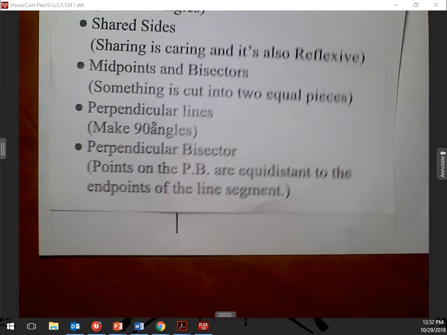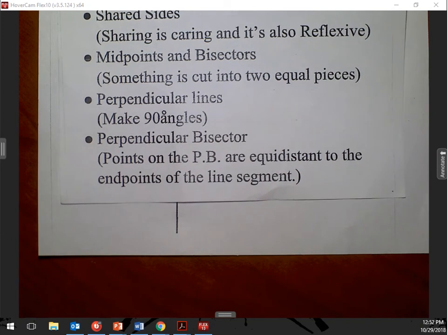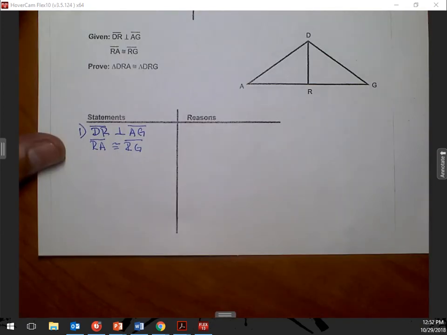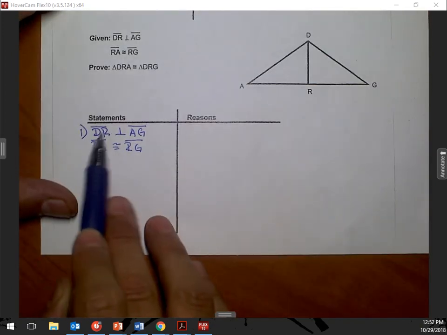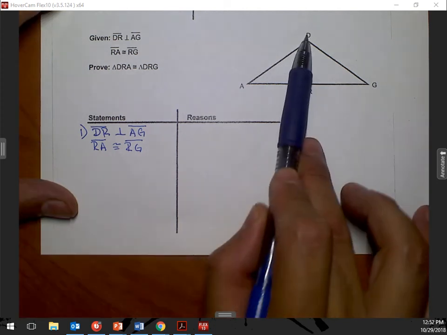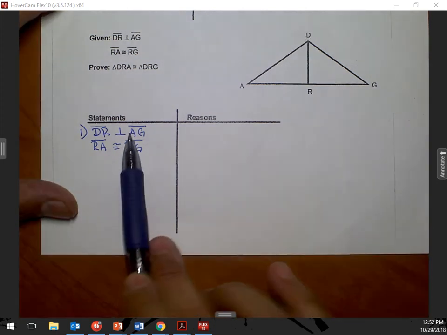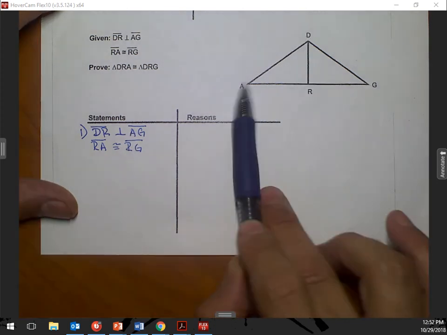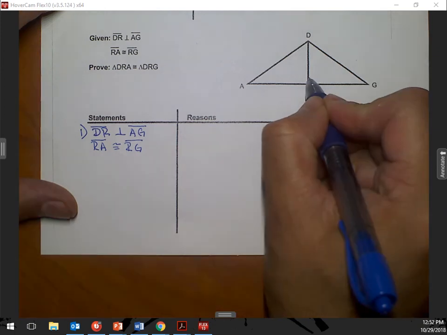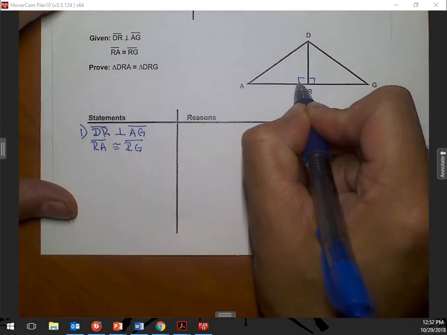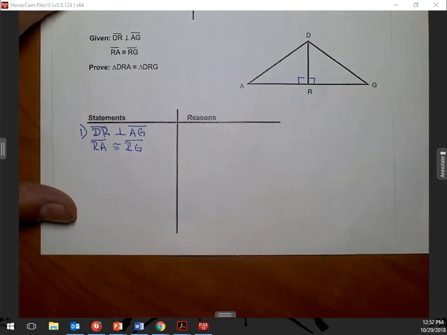Perpendicular, what does that give me? 90-degree angles. Hey, look at that. It says DR, let's look. DR is right here, perpendicular to AG. So that means that right here, on both sides, I'm going to have right angles, right? Yep.